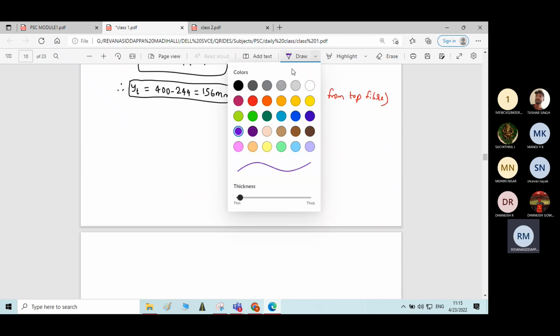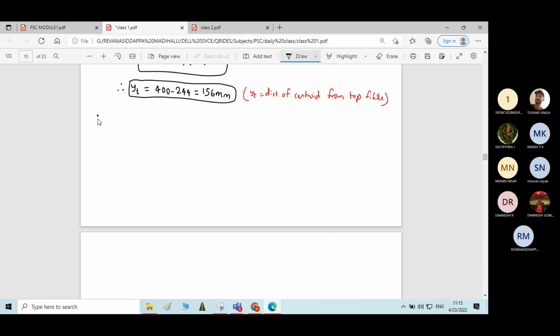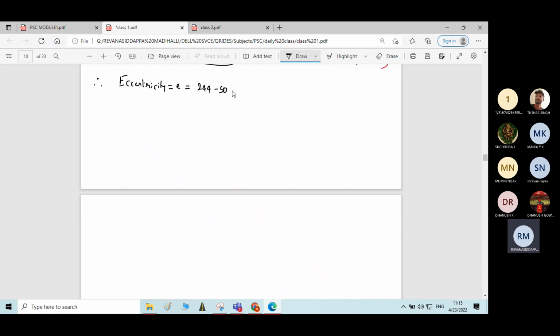Below, you write: therefore eccentricity e is equal to 244 minus 50, that is YB minus 50. If you calculate this, the answer will be 194 millimeter. Therefore e is equal to 194 millimeter. This eccentricity is required for calculation of the stresses, correct?